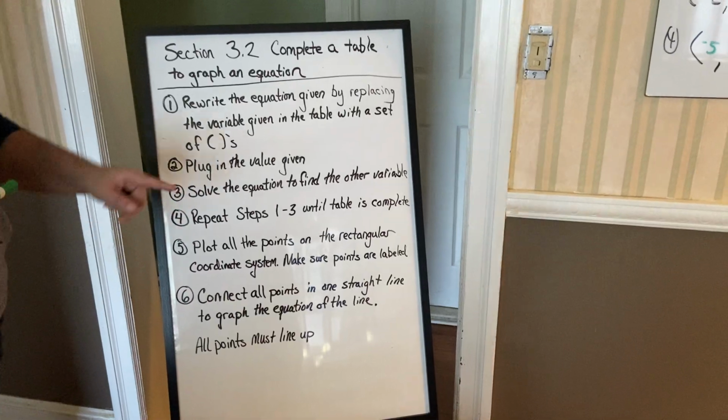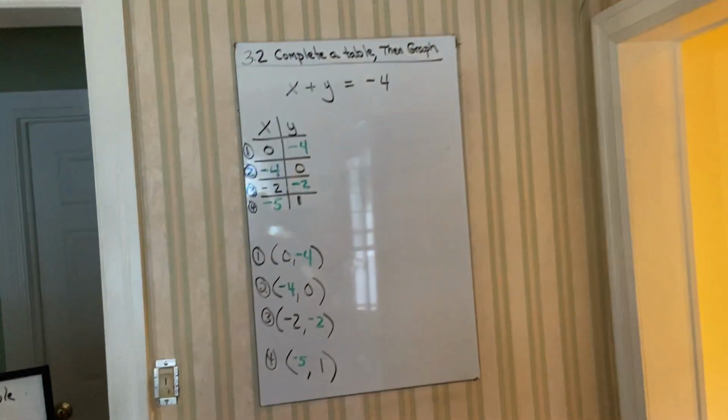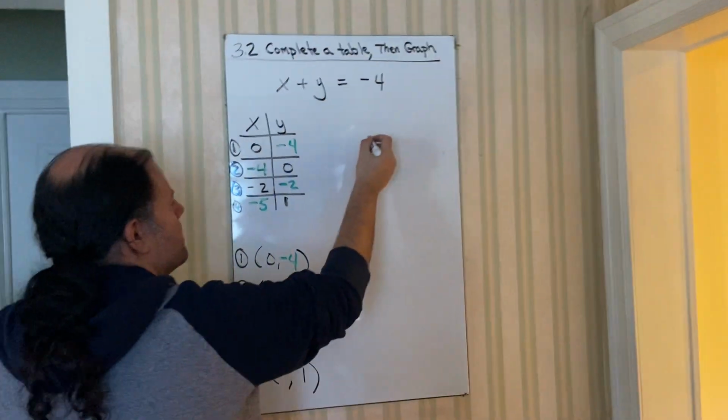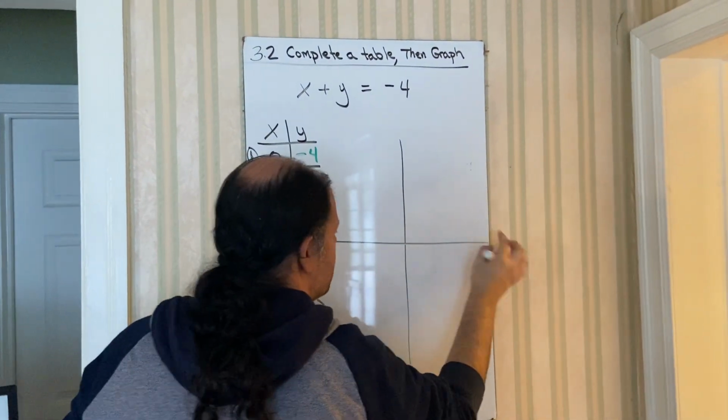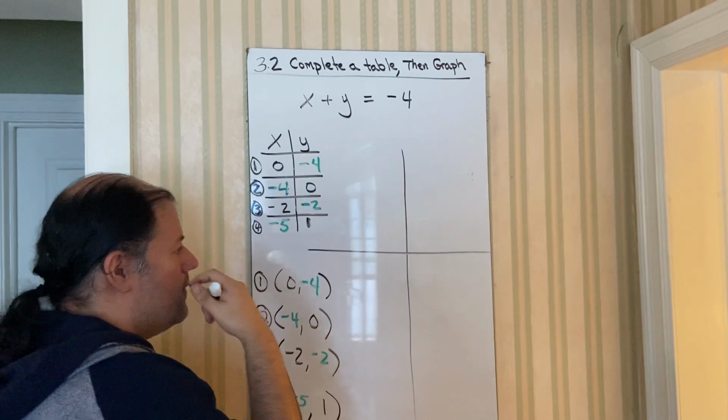Okay? So let's draw a rectangular coordinate system. We talked about this before. This is what 3.1 was all about.